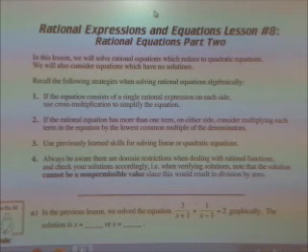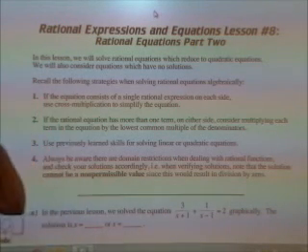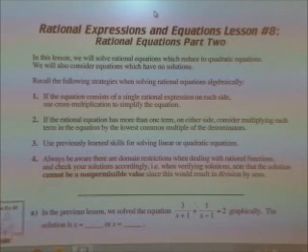Lesson 8 is solving rational equations, the second part. Really all we're doing is looking at rational equations where the denominators might be a little bit more complex. So when we go through the solutions, if you have a single term on each side, cross multiply. When you cross multiply, you eliminate the denominators.